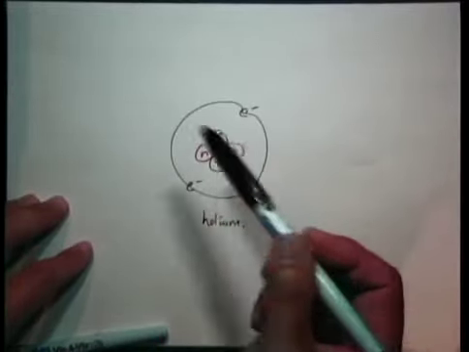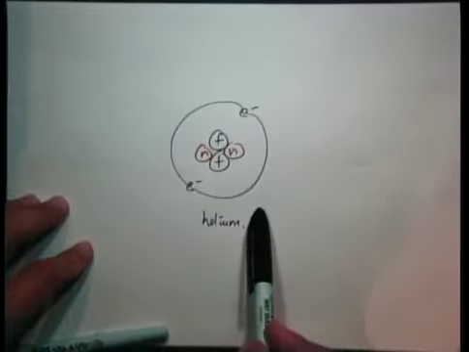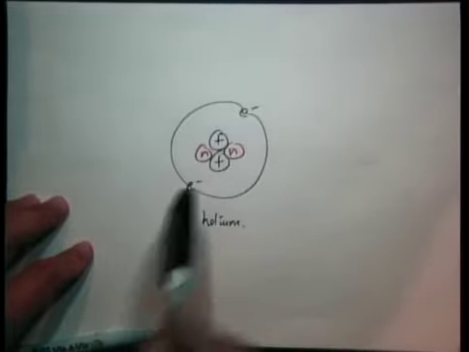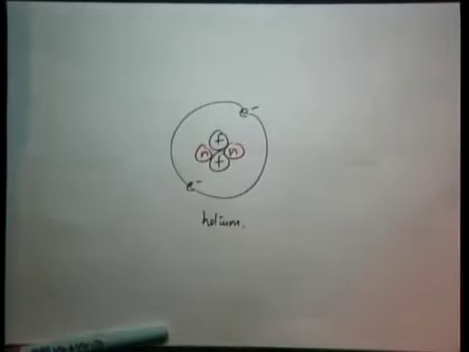And so to distinguish between different elements, we count up the number of protons. The number of protons dictates the identity of a particular element. So hydrogen will always have 1 proton. Helium will have 2 protons, lithium will have 3 protons, and so on and so forth.